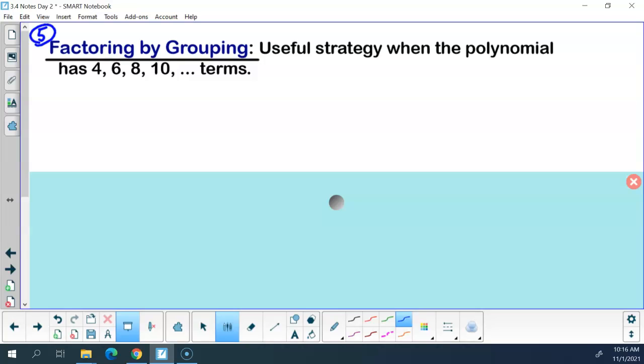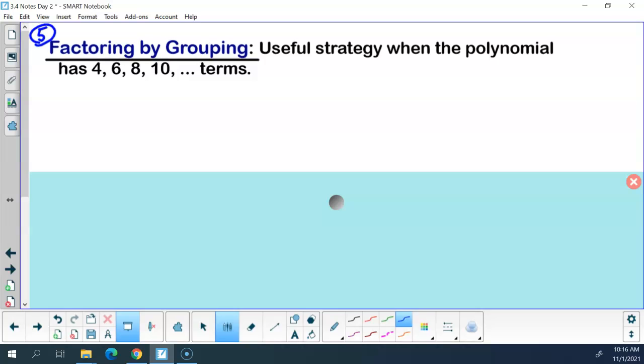Factoring by grouping is when you have a larger polynomial, meaning more than 3 terms. The only kicker is that you have to have an even number of terms. So 4 terms is going to be the most common one that you see. If you automatically see 4 terms, you should think grouping first. But if you had 6, 8, 10, or 28 terms, you could also factor by grouping. So it's a useful strategy.